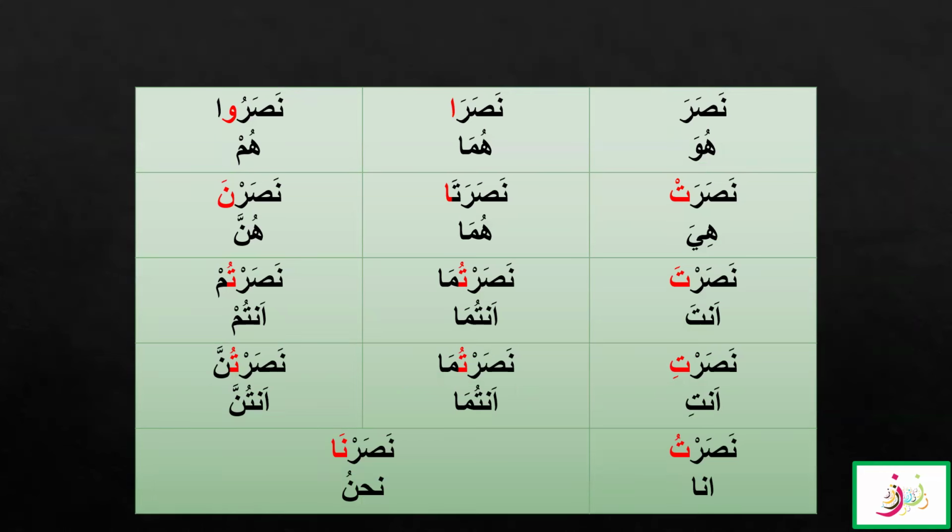Again, the same chart for Nasara: huwa Nasara, huma Nasara, hum Nasaru, hiya Nasarat, huma Nasarata, hunna Nasarna. Anta Nasarta, antuma Nasartuma, antum Nasartum, anti Nasarti, antuma Nasartuma, antunna Nasartunna, ana Nasartu, nahnu Nasarna.